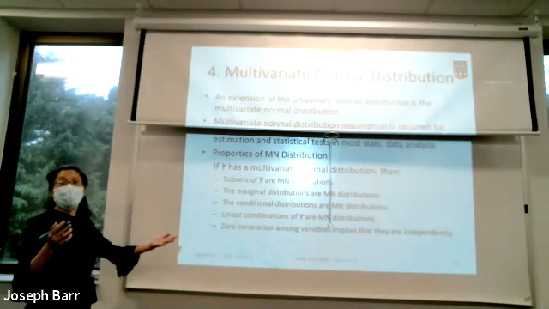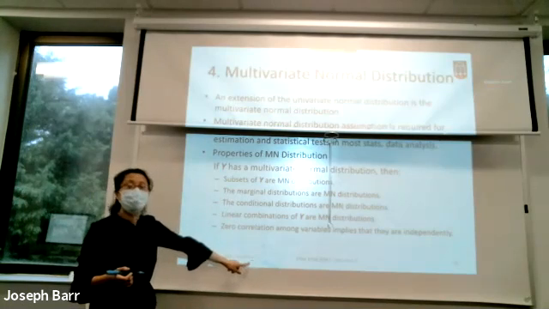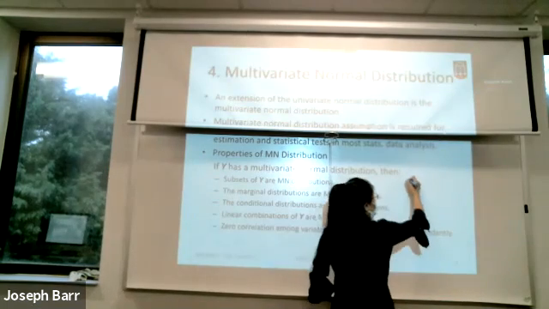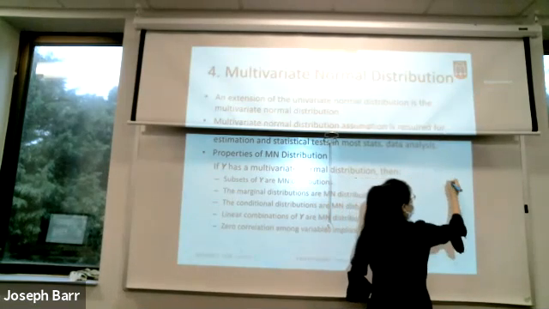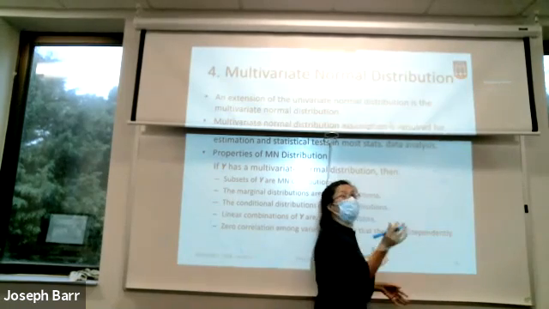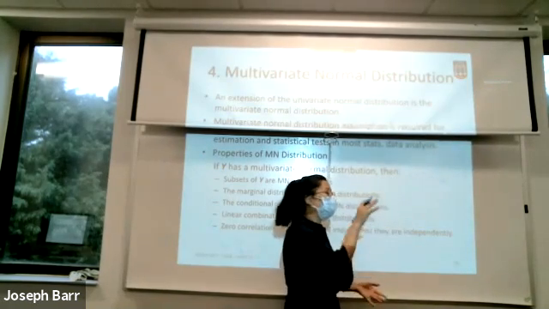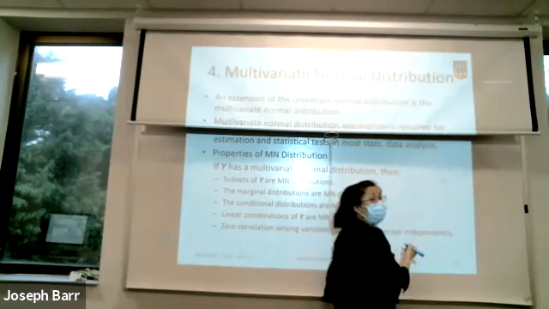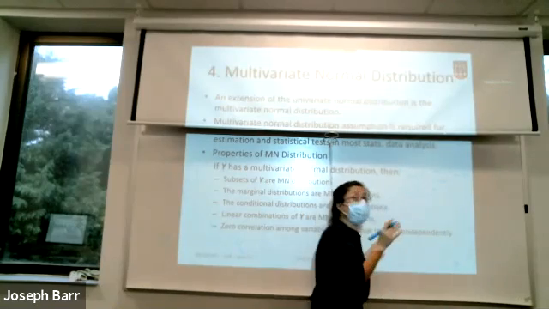If k is 1, then the capital sigma just becomes one scalar. It's just sigma. So if k is 1, sigma is 1 by 1. It's just sigma squared, the same as our univariate normal. If k is 2, the sigma becomes a matrix.